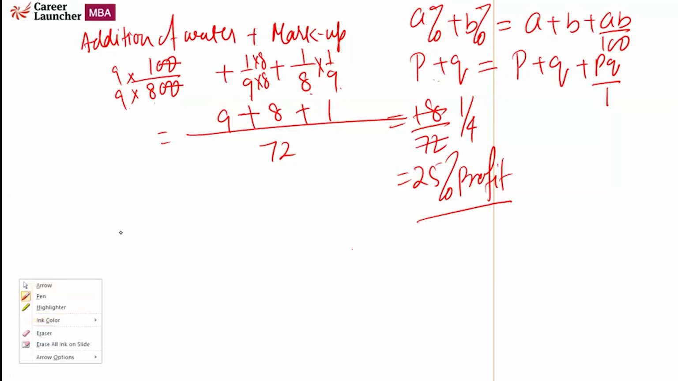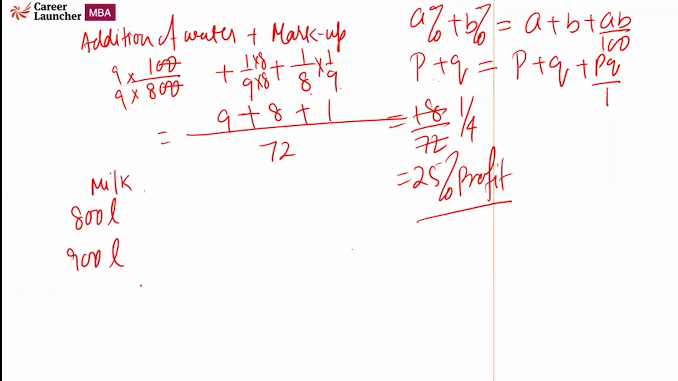Should I erase it? 800 लीटर्स मिल्क था, पानी मिला के 900 लीटर बनाती है. एक काम ये वो. दूसरा, ₹1 में खरीदा था, आपने मार्कअप कर दिया 1/9, मतलब 10/9 बना दिया.